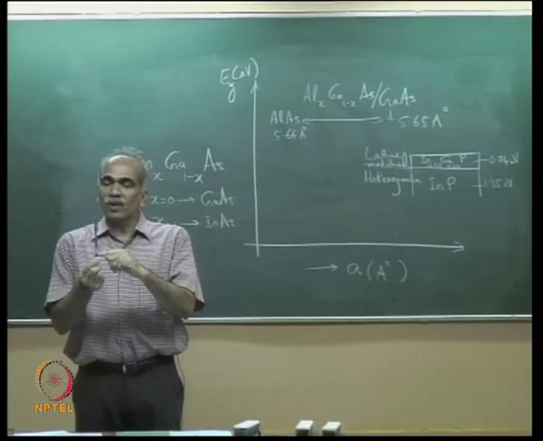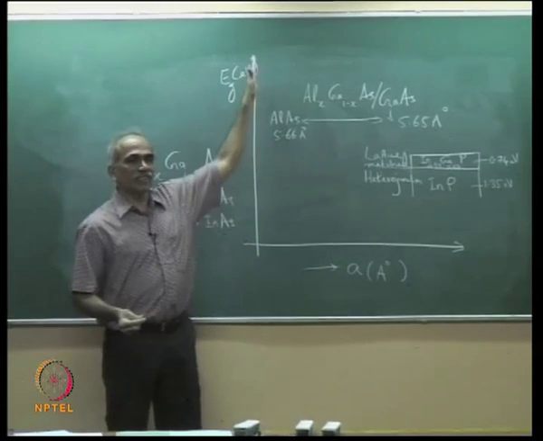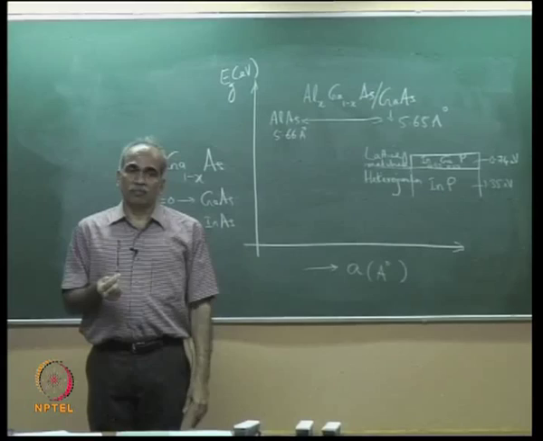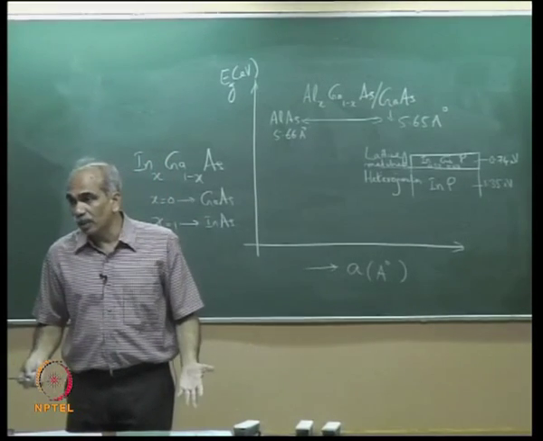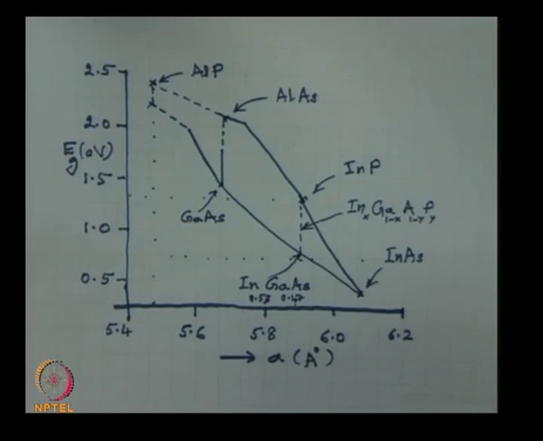But as you move along the vertical line, Eg is changing, the y-axis is Eg, so the band gap is changing. Band gap is changing with composition, but lattice constant is not changing. So by choosing different values of X, you can have emitters, that is lasers or LEDs, which emit at different wavelengths. But you can grow lattice matched heterostructures.